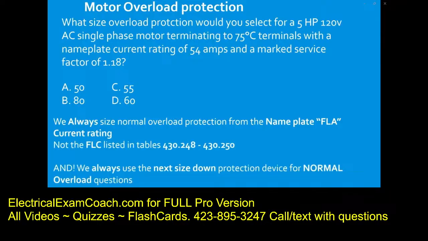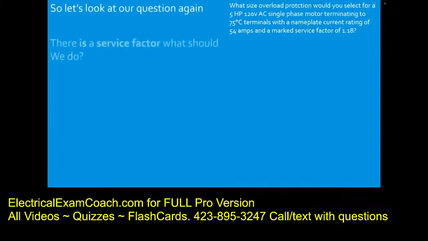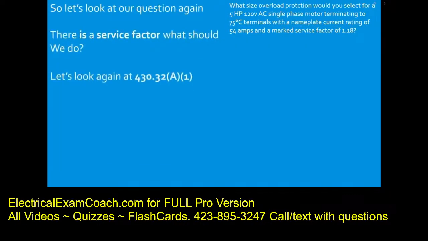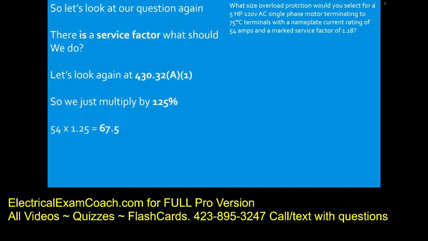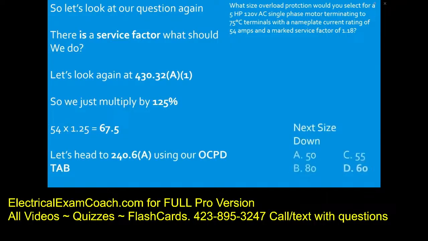So let's look at our question again. There is a service factor listed. We're going to go back to our code book here, and we're going to select a 125% multiplier. We take that 54 amps multiplied by 1.25. That's going to give us 67.5. We're going to head to 240.6a using our OCPD tab, and we're going to select the NEC size down, which in this case is going to be D.